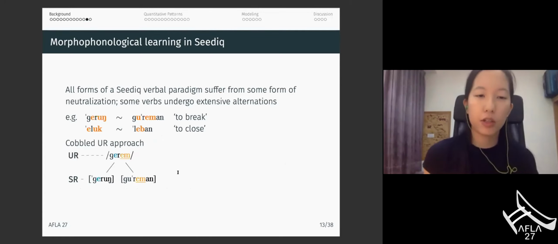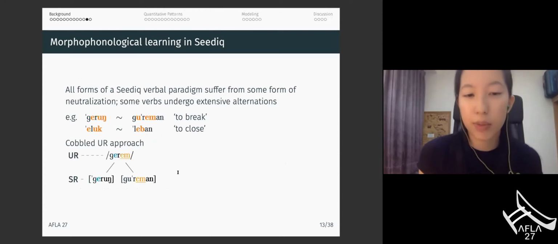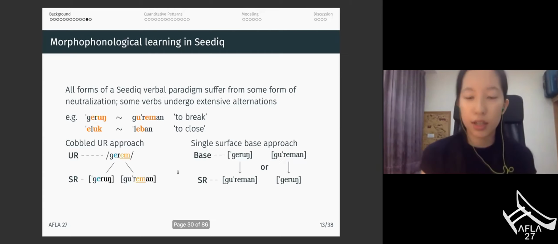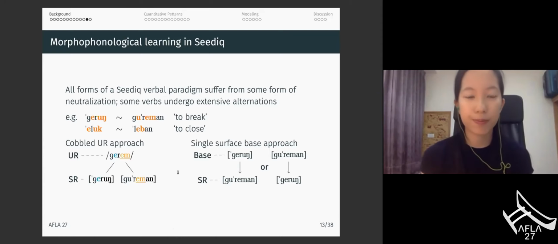So the cobbled UR solution to this would be to take information about this initial vowel from the stem form and information about the final vowels and consonant from the suffix form to cobble together this UR, which doesn't correspond to any surface form. In contrast, under the surface base approach, we would designate either gerung or gureman to be the base, and then try to derive the other slots of the paradigm.